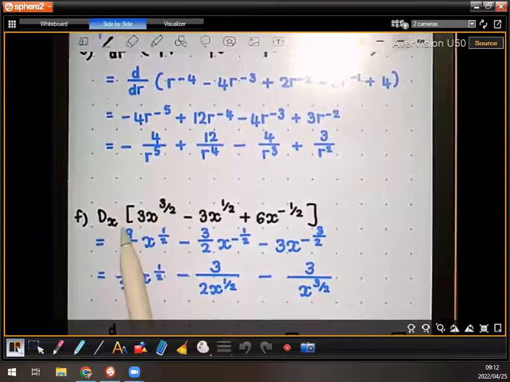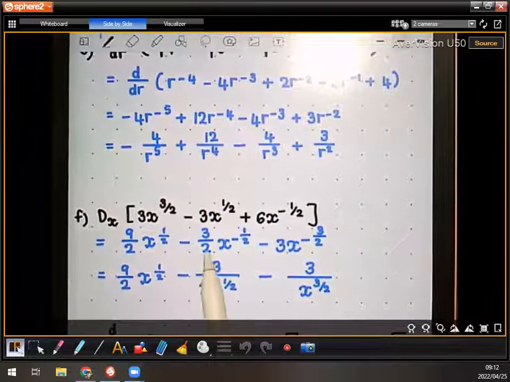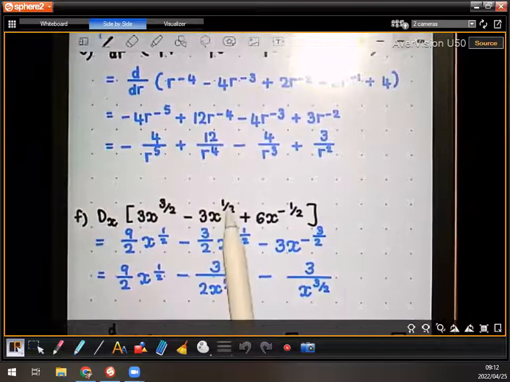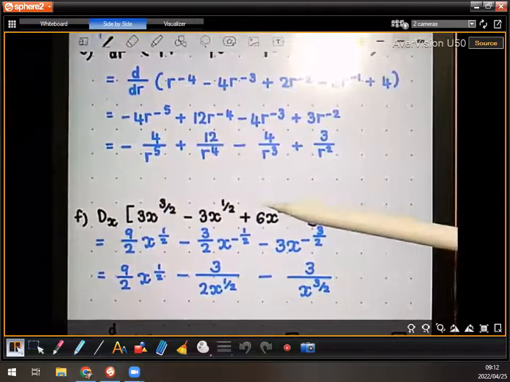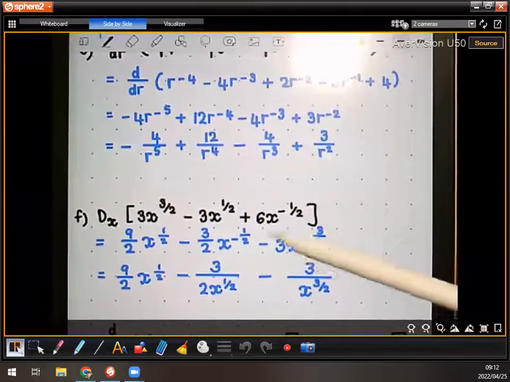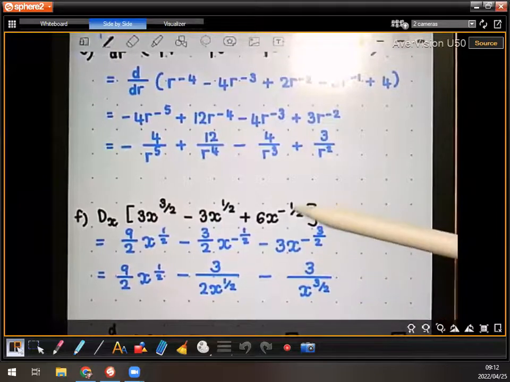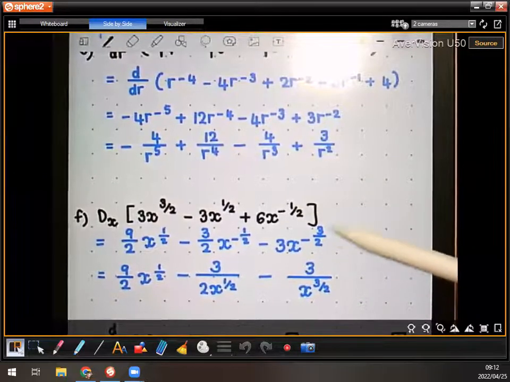So you do 3 times 3 over 2 is 9 over 2. X to the, this is 1.5, right? Minus 1 is a half. Here you're going to do 3 times a half, so that's 3 over 2. And then a half minus 1 is negative a half. And for this one, you're going to do positive 6 times negative a half. That's where that negative 3 is coming from. And negative a half minus 1 is negative 1.5. Then you just need to take those x's with negative exponents.